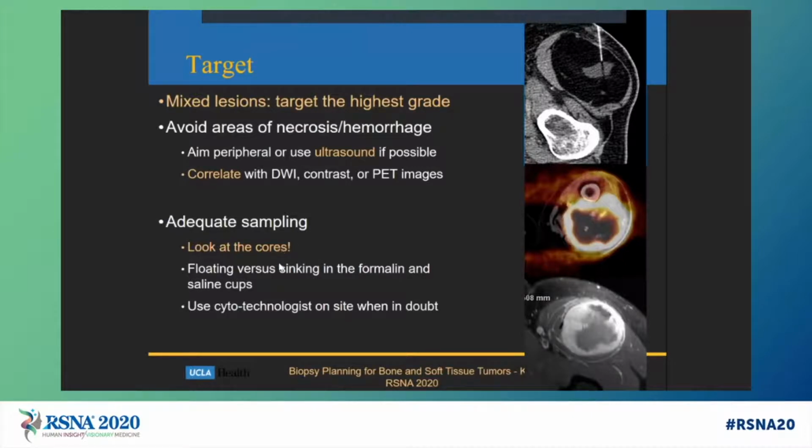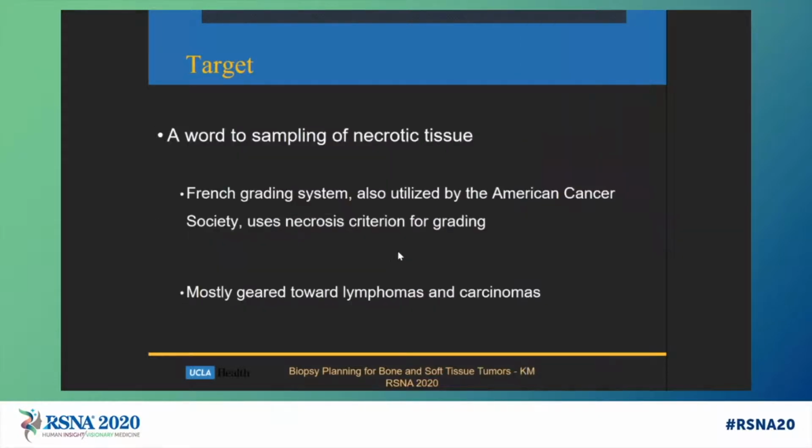They should be tan and not hemorrhagic. They should sink in the specimen cup unless you're biopsying a fatty tissue, and have a cytotech on site when you're in doubt. How about necrotic tissues?